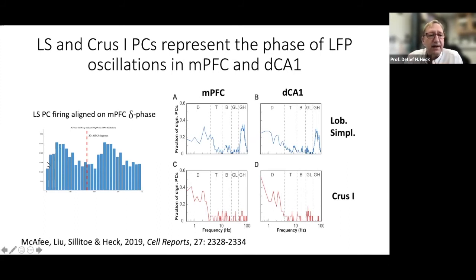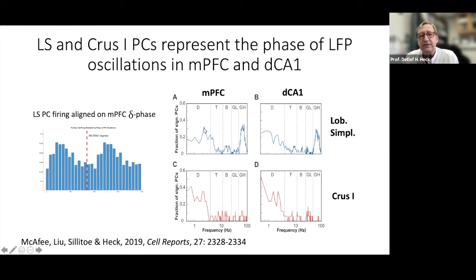So here on the left, you see a rate modulation of a Purkinje cell in the lobulus simplex that's modulated by the instantaneous phase of delta oscillations in the medial prefrontal cortex. We found a lot of these cells, and what these plots on the right show is the fraction of Purkinje cells that actually represent instantaneous phase in the medial prefrontal cortex or the hippocampus for each one of these frequency bands.